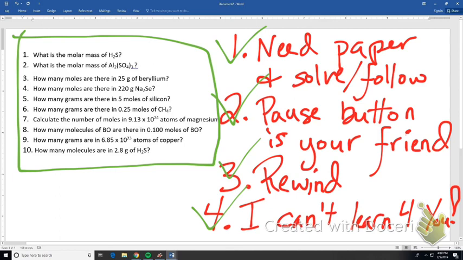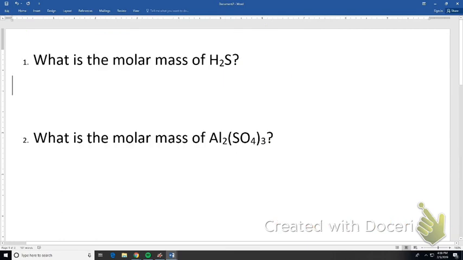Pause it. Try to solve for the problem before I go over the entire problem. Then you can play it to see if you got it right, and if you got it wrong, then you can rewatch that part. All right? Use this as a tool so you can learn. Let's get down to it.